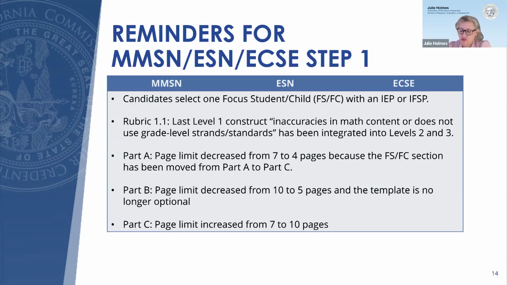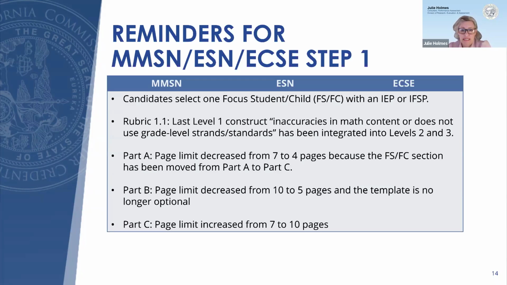Last year, we had these certain automatic ones, level 1s. If a candidate, for example, had inaccuracies in their math content or they did not use grade level strands or standards, it was an automatic level 1 in rubric 1.1. So this year, you'll see in 1.1, that has been integrated across levels 2 and 3 as well. And I will point this out when we get there. In the Part A template, we have decreased the page limit maximum from 7 pages down to 4 pages because we've moved the focus student or child section over to the Part C template.